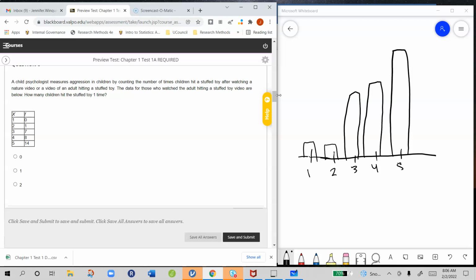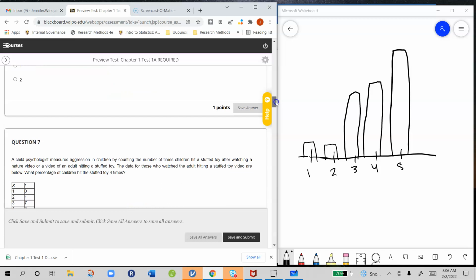For question 6, we want to know how many children hit the stuffed toy 1 time. In terms of X of 1, we have 0 people. So 0 kids hit the toy 1 time.